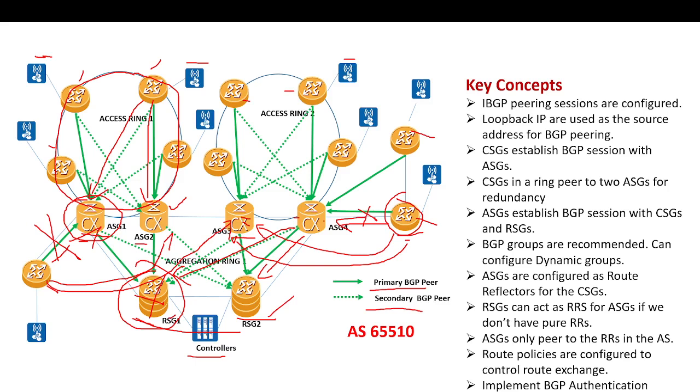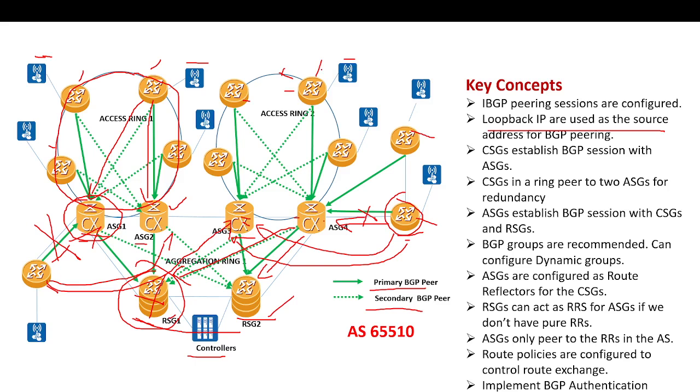So we are deploying BGP peering sessions between different nodes. We are using the loopback IP as the source address for the BGP peering sessions. Why do we use the loopback IP? Definitely, the logical interface will never go down. If we use the physical connection between these two routers and this physical connection is down, then the BGP session will go down. But we are using the loopback IP as the source address for BGP peering sessions.